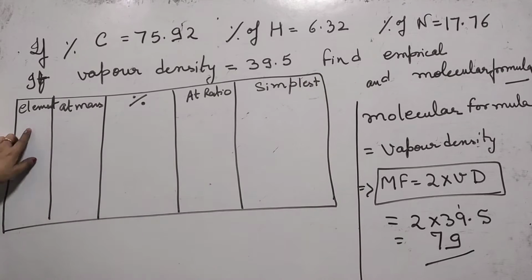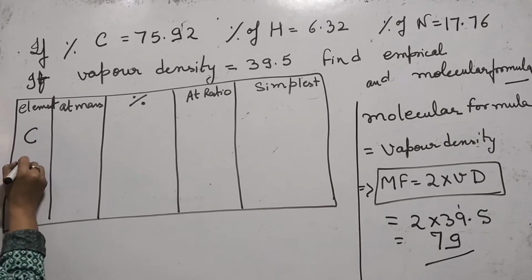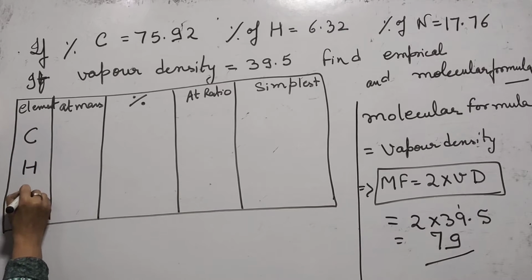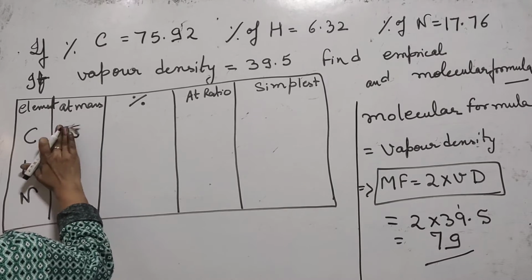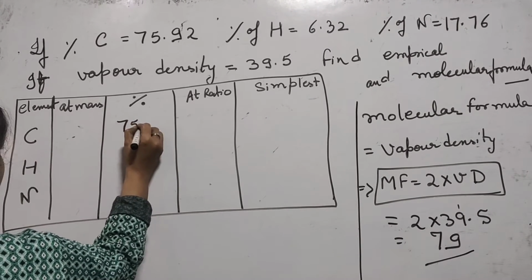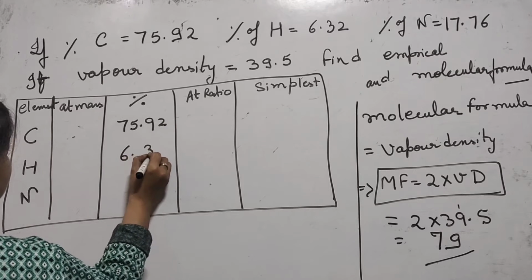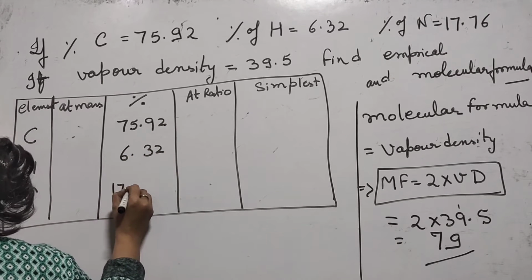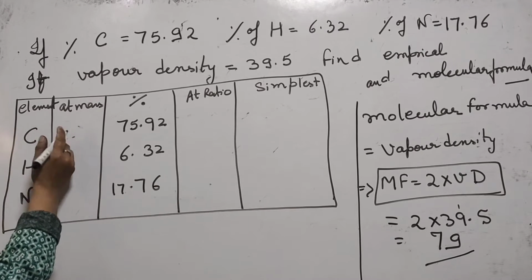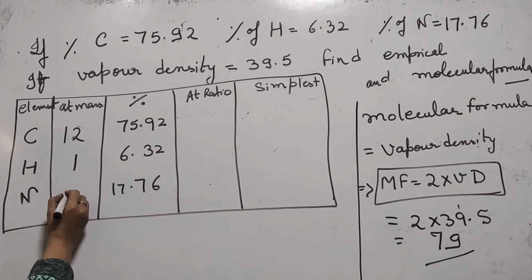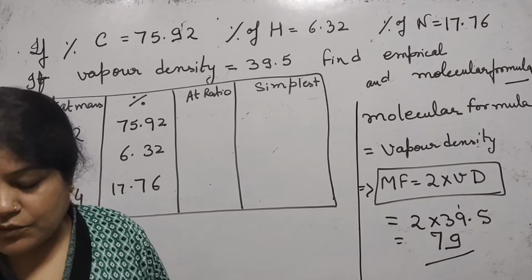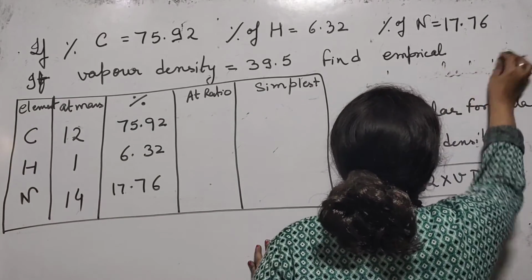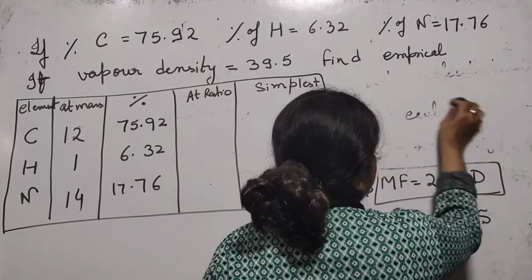Now what are the elements present over here? Carbon, hydrogen and nitrogen. Clear? So the percentage of carbon is 75.92, hydrogen is 6.32 and nitrogen is 17.76. Atomic mass of carbon 12, hydrogen 1, nitrogen 14. One step you also have to follow before solving this question.